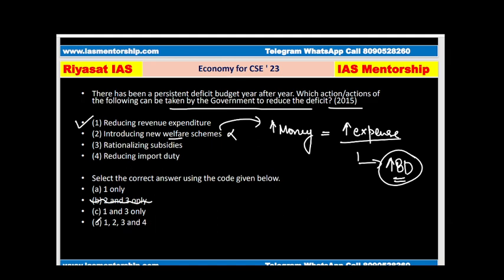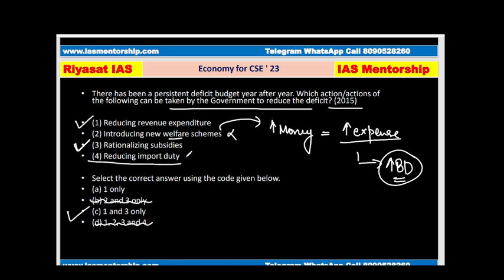So we can eliminate this also because here is 2. What is left? 1 and 3 only, which means that 1 is correct. Let us see what is next. Rationalizing subsidies. What do you think? Absolutely correct statement. So the 1 and 3 option is correct.